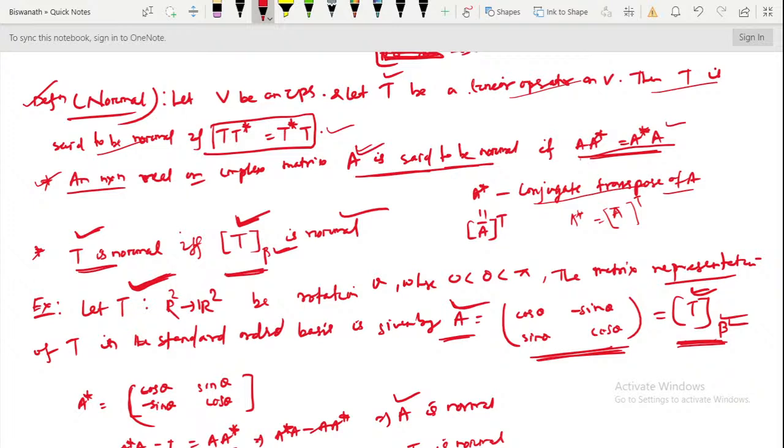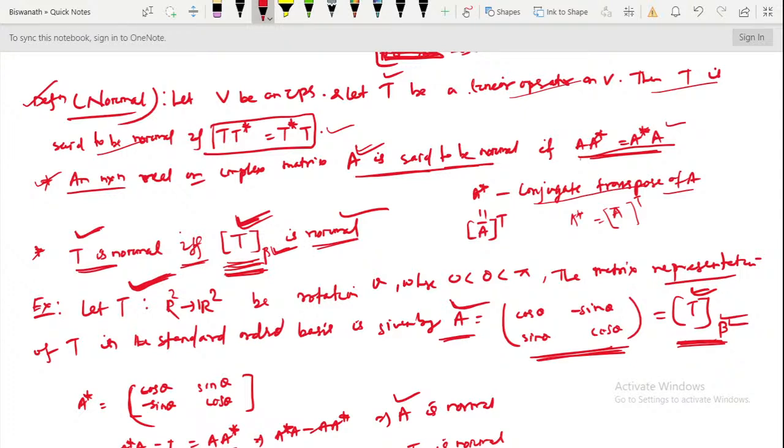So a linear operator T is normal if and only if its corresponding matrix, that is the matrix associated with this linear operator T with respect to an orthonormal basis beta, is normal. So T is normal if and only if its corresponding matrix is normal.